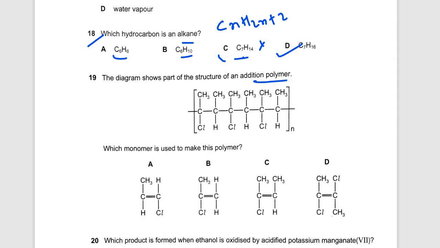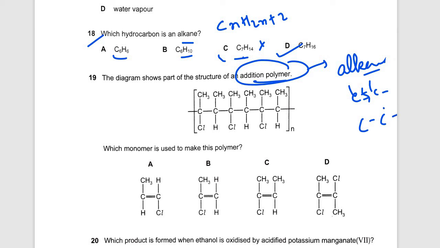Next, question number 19, a diagram: the structure of an addition polymer. What is an addition polymer? An addition polymer is formed from alkenes, where the double bond breaks and then they combine. If the bond breaks, it opens to combine with other alkenes. So if you look, this is the structure. Mono means one. Which monomer has combined and given you this polymer?